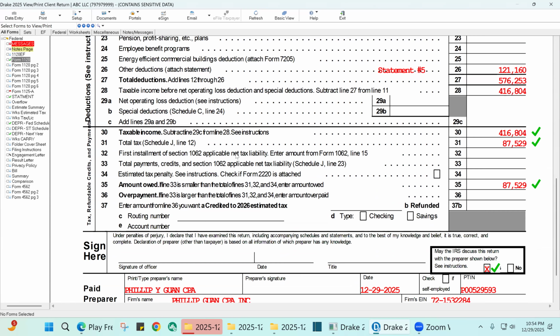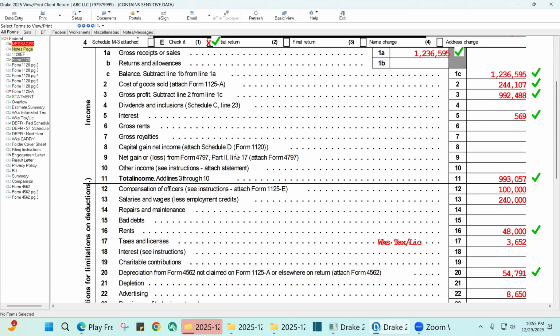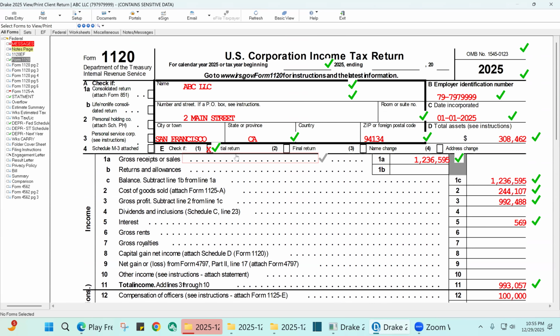Now, any questions for me for only this tax return? No question. With that, I would like to get this.